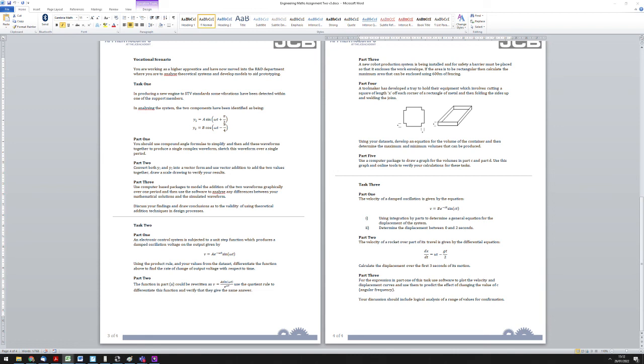What student number are you? 8. 4.95 if I've done my quick calculation properly. I got 4.9275. There you go, that sounds good to me.